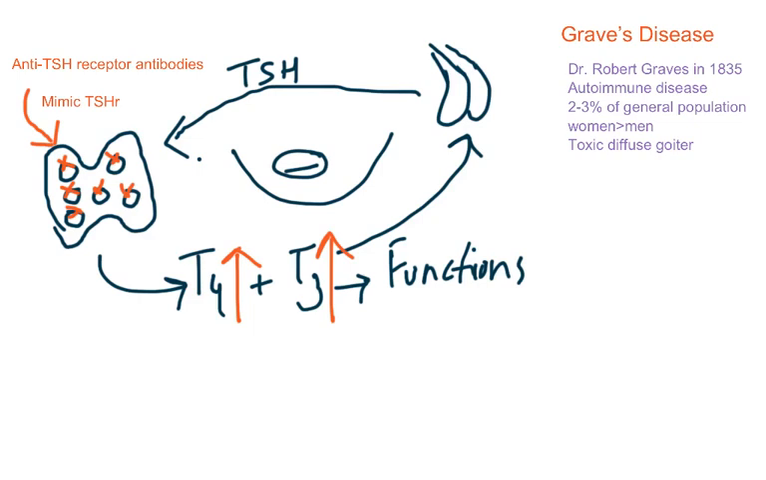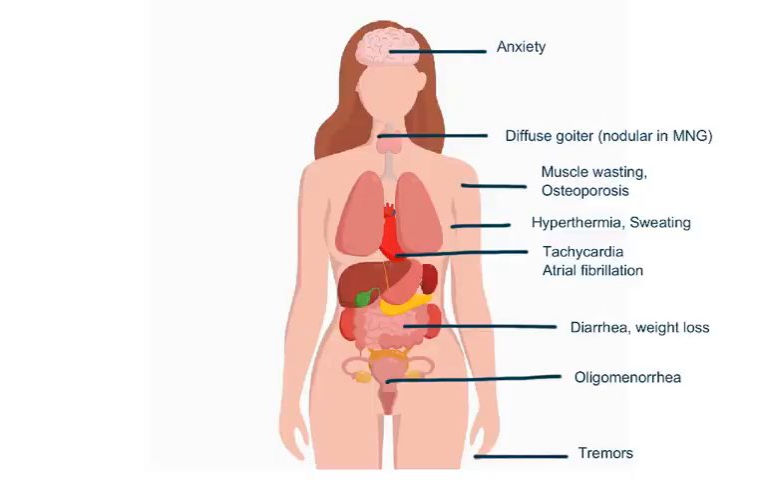Now this continuous production of T4 and T3 will report back to pituitary gland, and pituitary gland in return will produce less TSH, trying to compensate the high levels of T4 and T3. If you remember the normal functions of thyroid hormones, which we have already discussed in the previous lectures, then it is very easy to understand the features of thyrotoxicosis.